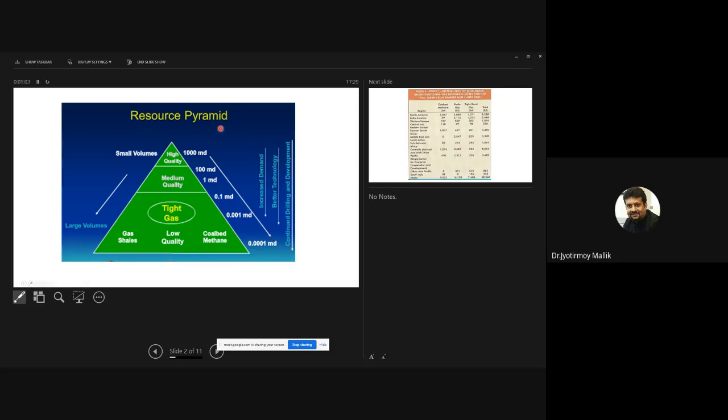Now this is a very interesting diagram, and it's a very thought-provoking diagram as well. What you see here is that at the bottom of the pyramid there are these three unconventional gases: coal bed methane, shale gas, tight gas. And in this axis you can see that the permeability decreases towards the bottom. So the matrix permeability of coal bed and shale gas is fairly low, in the order of 10 to the power minus 4 millidarcies.